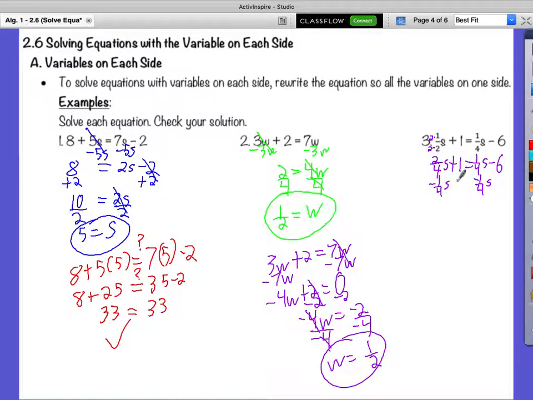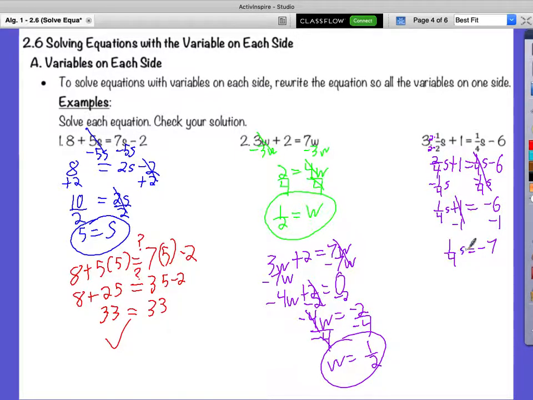Now that we have common denominators, what's 2/4 minus 1/4? 1/4s. 2 minus 1 is 1. Plus 1 is equal to 1/4s minus itself is 0. Negative 6. So what do we do now? Subtract 1 on both sides. 1/4s is equal to what number? Negative 7. Negative becoming more negative, same sign, add and keep the sign.